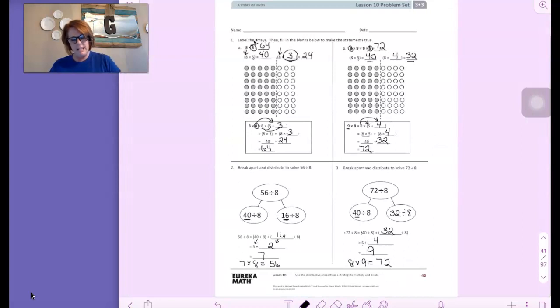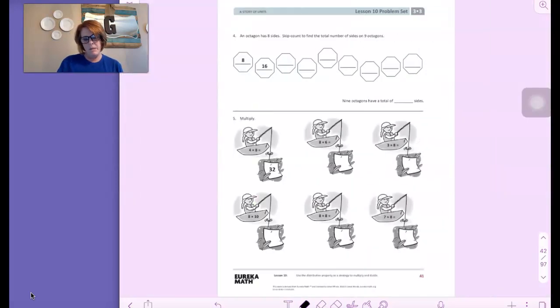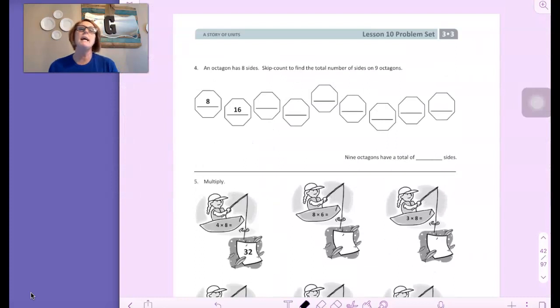Let's go on to the next part of, if I can turn the page here, the problem set. Number 4, we're going to skip count by 8s. Okay, an octagon has 8 sides. Skip count to find the total number of sides on 9 octagons.